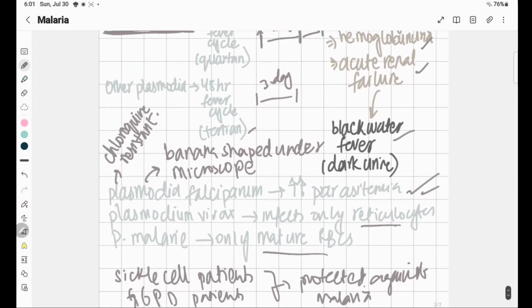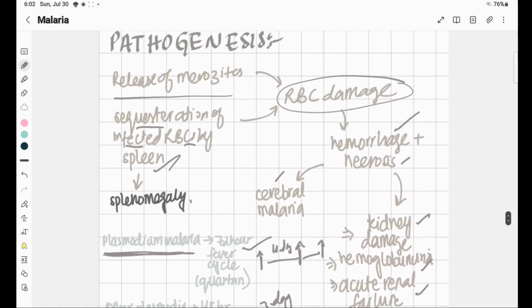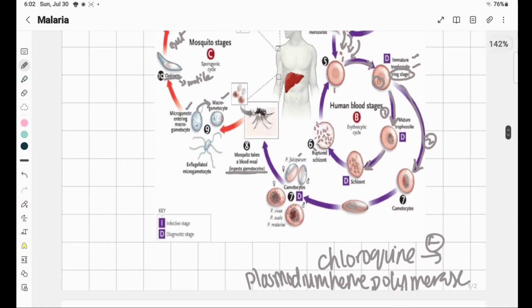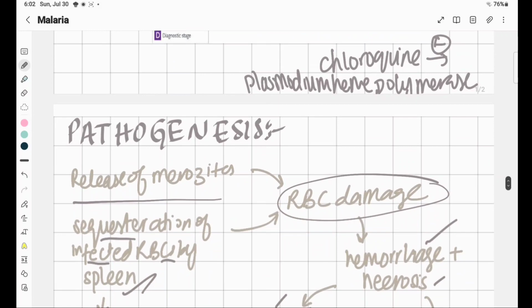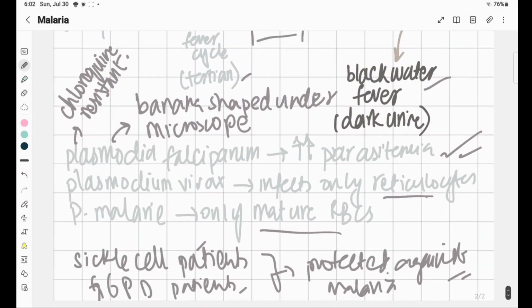And lastly, you just need to know at the back of your hand that sickle cell anemia patients and G6PD patients are actually protected against malaria because their blood cells cannot harbor the merozoites. That's why they cannot form gametocytes. They cannot form the merozoites. As I told you, blood cells are important for the life cycle of Plasmodia. If you have a sickle cell, it is not going to work. It won't harbor a trophozoite, and that is it.